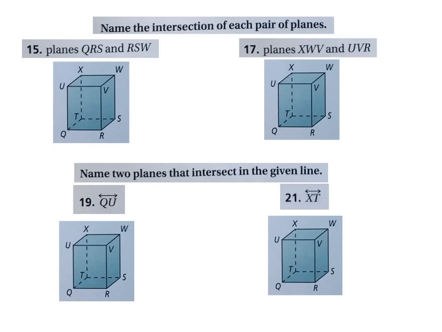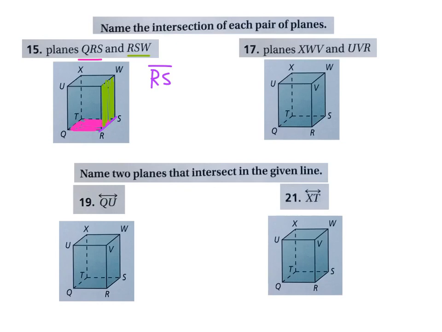So I'm going to use a couple of bright colors, and it's saying planes QRS. Where is QRS? That is this down here. And RSW, RSW is this right here. And where do we see them intersecting? We see them intersecting along this line right here. And what is that line? That is RS. Okay, so it's going through line RS.